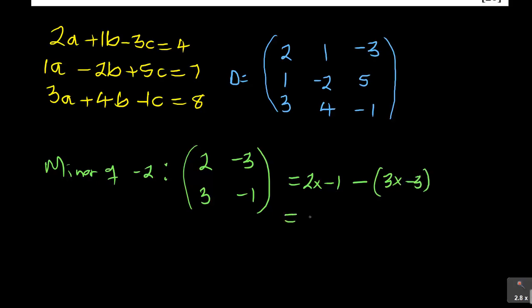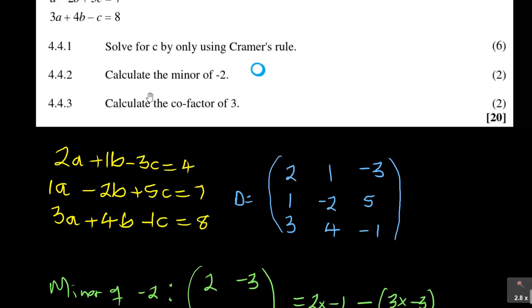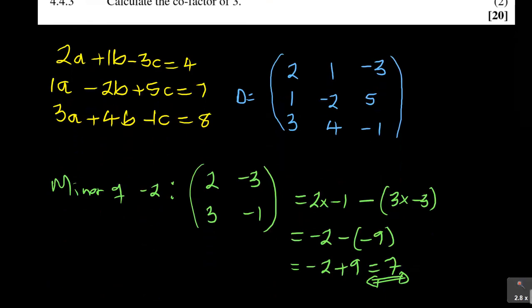2 times minus 1 is negative 2, minus 3 times minus 3 is negative 9. Now you are saying minus 2 minus minus 9, which is equal to negative 2 plus 9, and that is equal to 7. So when you solve that, the answer must give you a 7. That's what we mean by that. So that is how you solve for the 2 marks.